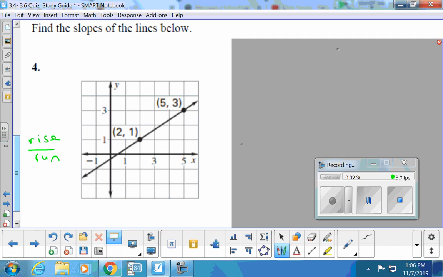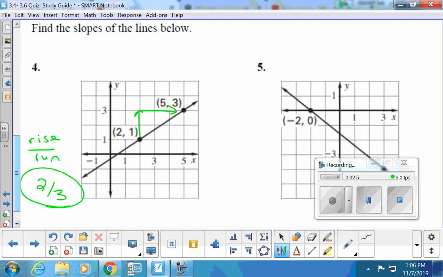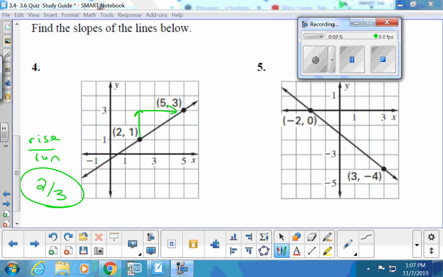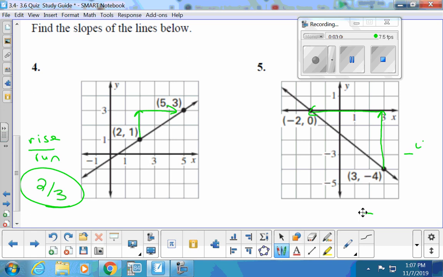So what are we dealing with here, positive or negative? Positive. Before you even start, you know it's positive. What's our rise? 2. What's our run? So it's a positive 2 over 3. Heck, we'll just do the next one together because we're trying to save time. Is this a positive or a negative by looking at it? Good. Let's count our rise: 1, 2, 3, 4. Let's count our run. So it's negative 4 over 5.